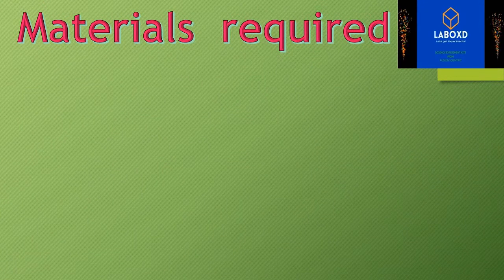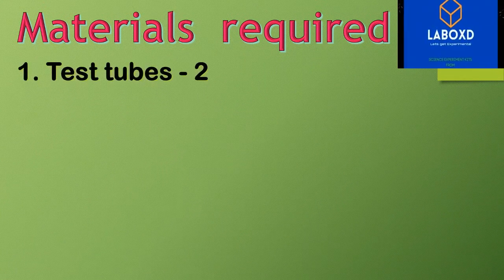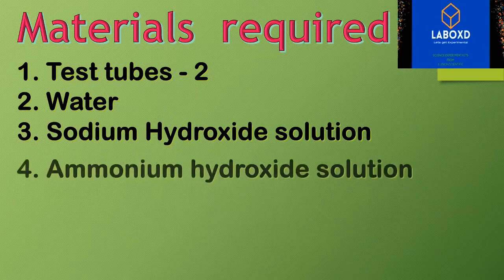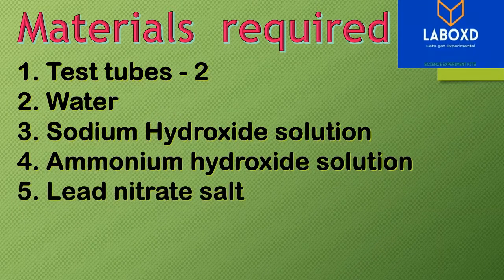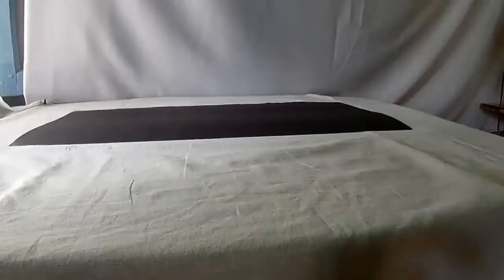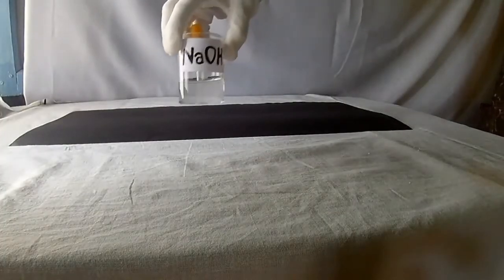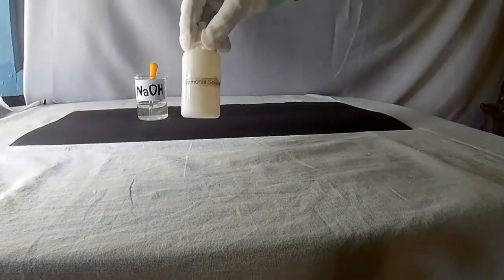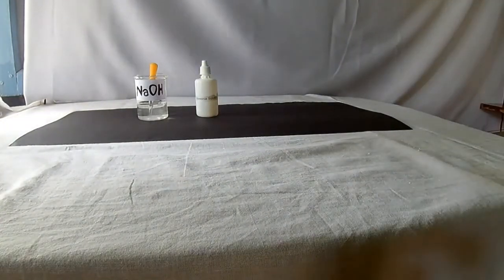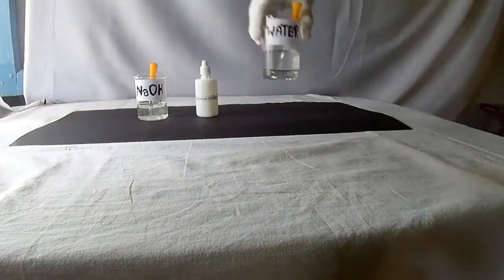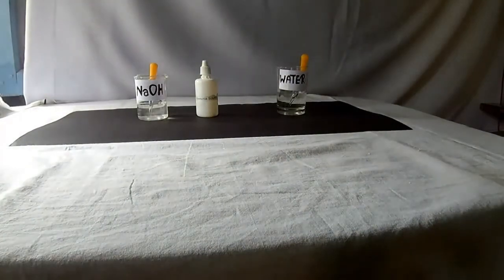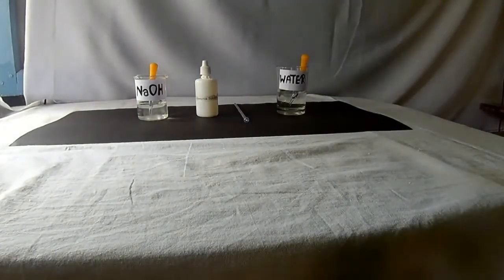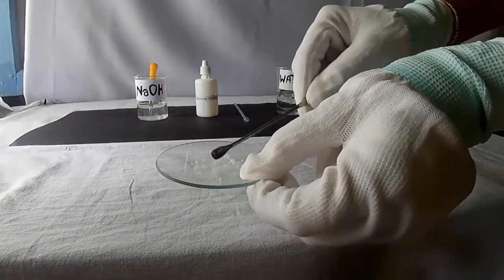The materials required for this experiment are 2 test tubes, water, sodium hydroxide solution, ammonium hydroxide solution, lead nitrate salt. Take sodium hydroxide solution. Take ammonia solution. Water. A glass rod. Lead nitrate salt.